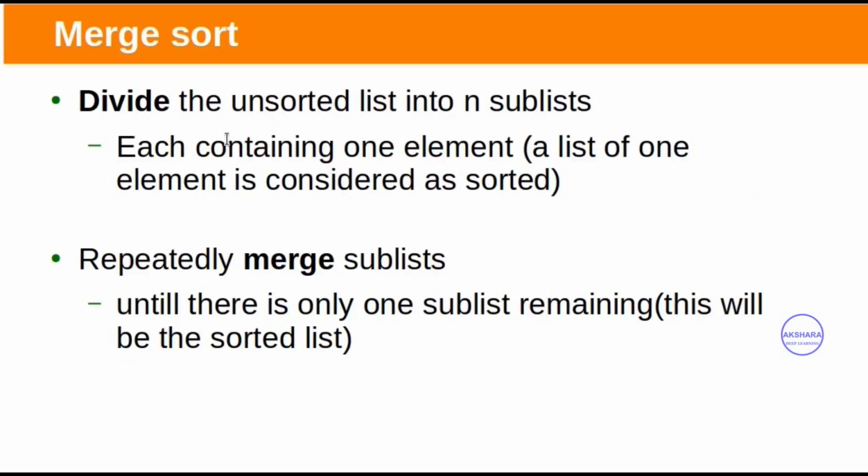Conceptually, merge sort works as follows. It divides the unsorted list into n sublists, each containing one element. A list of one element is considered to be a sorted one. Repeatedly merge the sublists to produce new sublists until there is only one sublist remaining. That final sublist will be the sorted list.